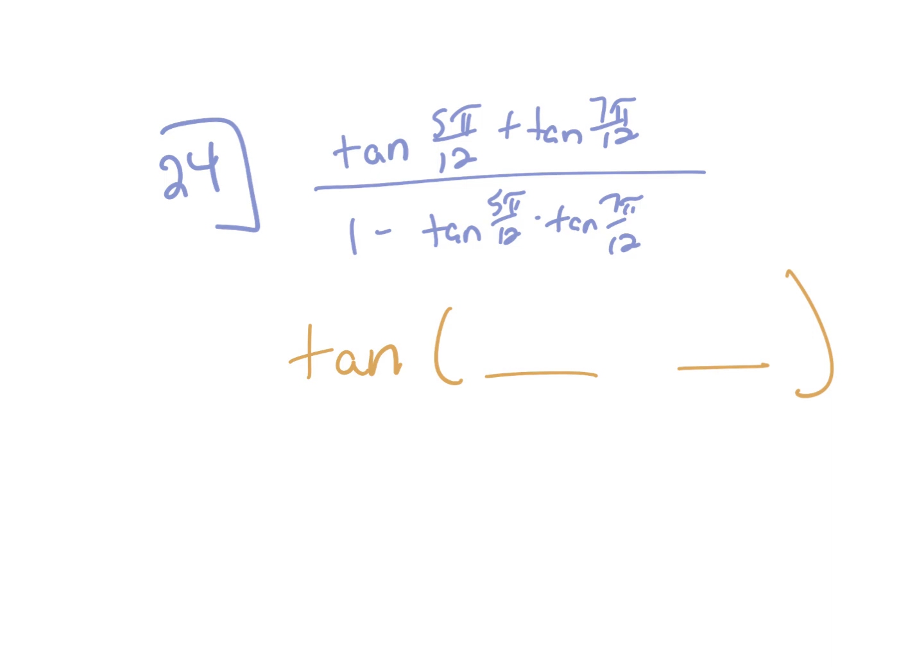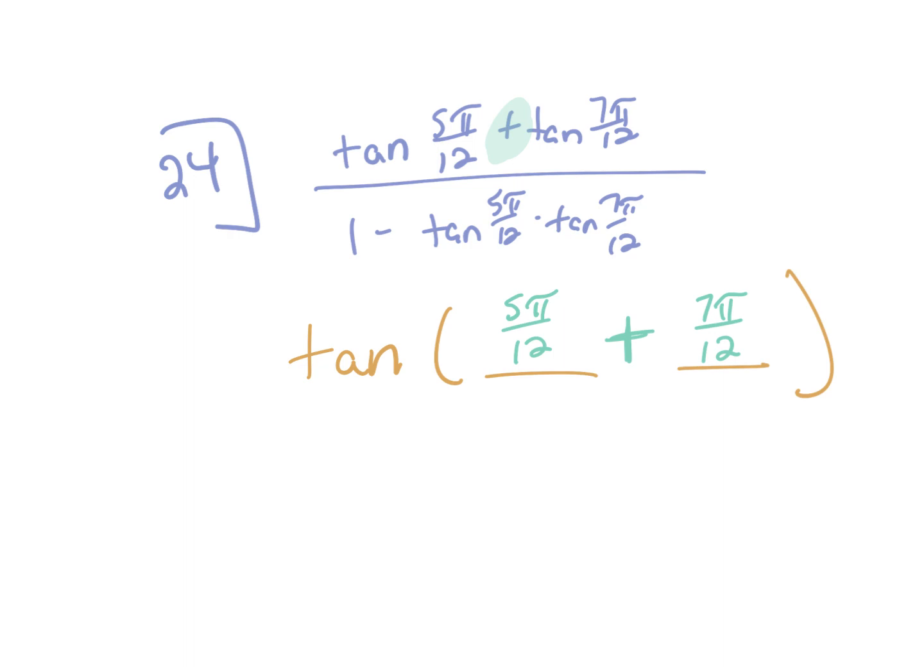So the beauty of the tangent equation is that whatever the sign is up on top, that's the sign you're going to put in between your parentheses. So since it's plus here, you're going to put plus here. And so we've just got to put our 5 pi over 12. That's our one value, and our other value is 7 pi over 12, in that order.